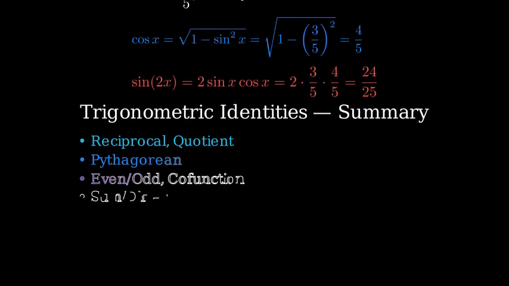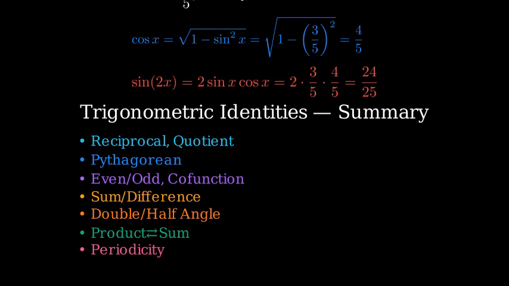To summarize, trigonometric identities are powerful tools. Keep a mental map of the families: reciprocal and quotient, Pythagorean, even and odd, cofunction, sum and difference, double and half angle, product to sum and sum to product, and periodicity. Use the unit circle, graphs, and right triangle intuition to remember and apply them with confidence.